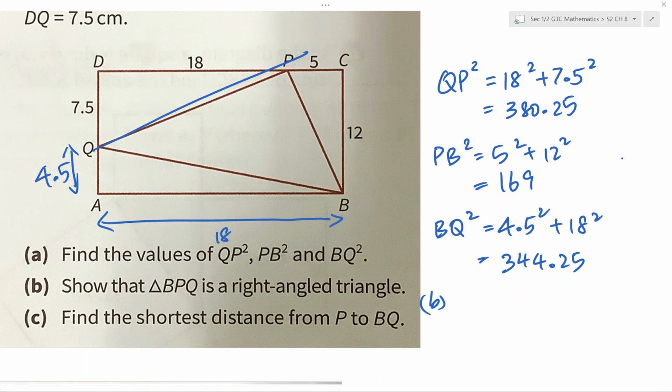Is that an error? Which one? BQ, why? 4.5 square plus 18 square. All right, what? 344.25. What's the error?